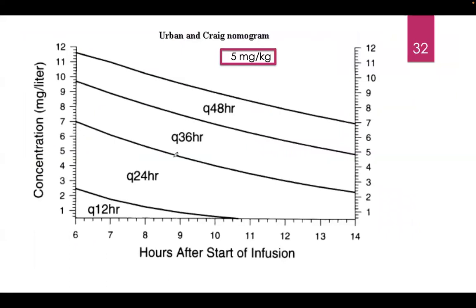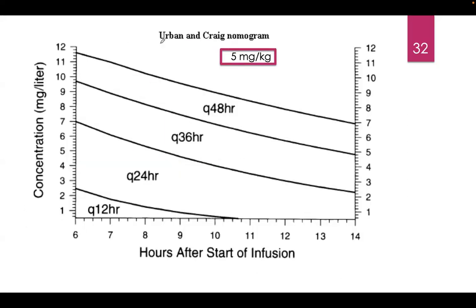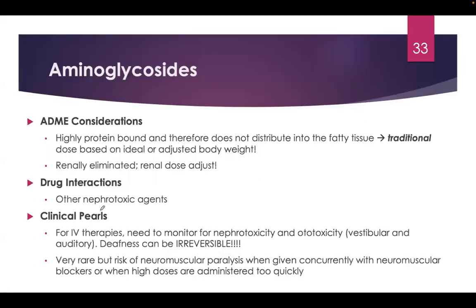And then there's the Urban and Craig nomogram. This was based on the 5 mg per kg dosing. And I think a lot of people make mistakes. They will use gentamicin, but they'll plug it into the Hartford once daily. The ODA stands for once daily aminoglycoside, what we call extended interval now. But if you're doing the 5 mg per kg that we see with gentamicin, especially in pregnant women, you really need to plug it into the Urban Craig nomogram because they don't have a Q12 hour option. So that's probably a little pearl to keep in mind.